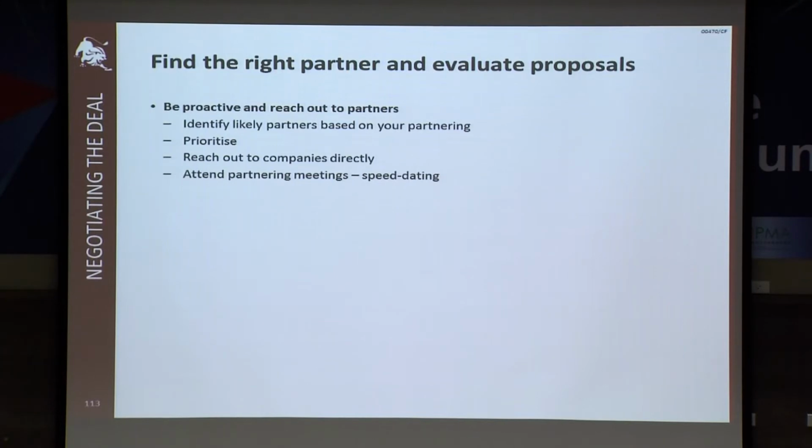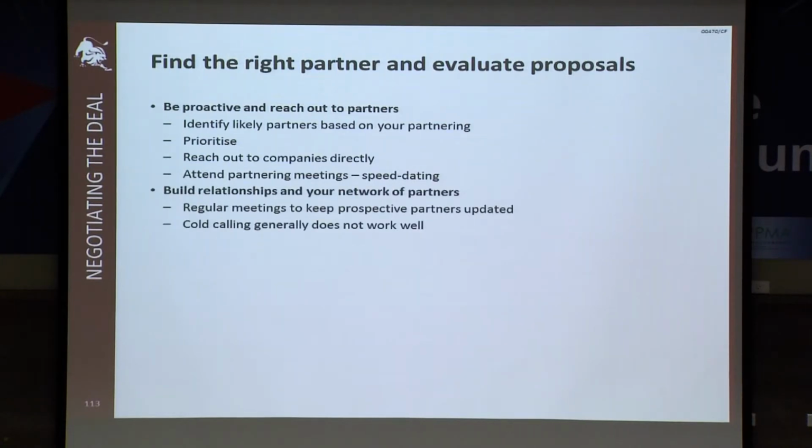So to find the right partner, you need to be very proactive. Reach out to the partners based on the criteria you found. Identify the likely partners, prioritize them. It could be a long list, and then start reaching out to the companies directly. Now, this can be tough. If you don't have those relationships yourself, you can attend partnering meetings. You can try and use consultants. You maybe have people in university tech transfer offices that can help. But you need to build these relationships.